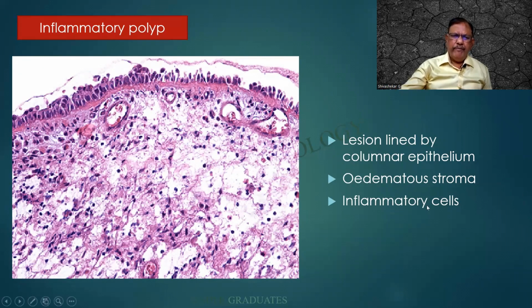Third one is inflammatory cells. Look at the cells over here. Dark cells and then there is a pinkish cytoplasm. I will not go into the nature of it, but there is an inflammatory cell. So there is a lining epithelium, there is an edematous stroma, and there are inflammatory cells. So the diagnosis obviously is inflammatory polyp.